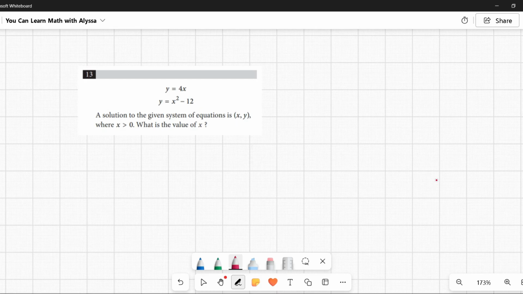13, y equals 4x and y equals x squared minus 12. A solution to the given system of equations is x and y where x is greater than 0. What is the value of x? When they say this where x is greater than 0, that's a clue that there's more than one solution.